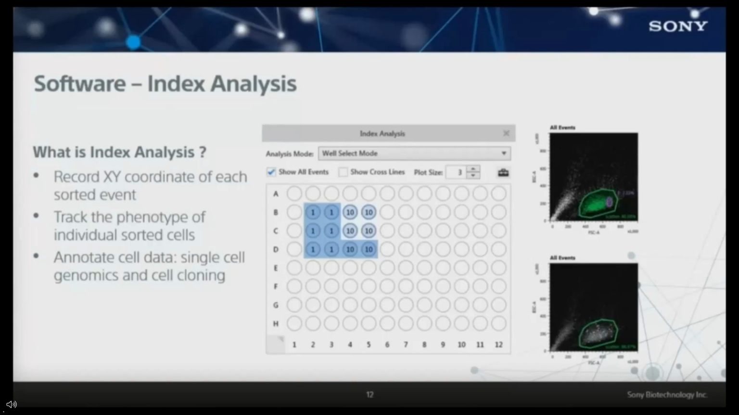One of the amazing features of this system is you can get indexed analysis with the SH800. What is index analysis? Well, index analysis records the XY coordinates of each sorted event. So if you want to have a certain cell placed in a certain well, you can track the phenotype of individual sorted cells in each well. Annotated cell data, single cell genomics, and cell cloning. This is critical information. So here in this example, we have a well. If we click on this well or a group of wells, we can actually see where each of these events lays out on the plots that we set up during our sort.